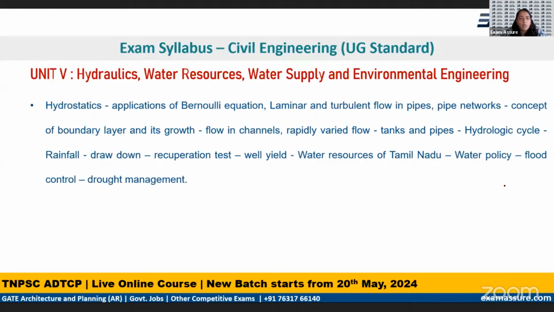Then hydraulics, water resources, water supply, and environmental engineering. So basic water management or water supply network, right? Right from the basics. So right from theory of Bernoulli's equation to the pipe networks, concepts, etc. and also what is the water condition or resources for Tamil Nadu, what are their water policies, how are they dealing with the floods, or what are they doing for the drought management, into so much of detail.